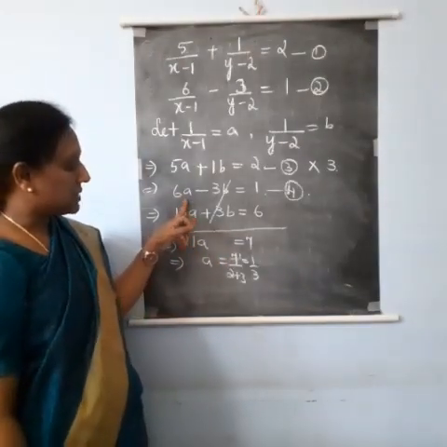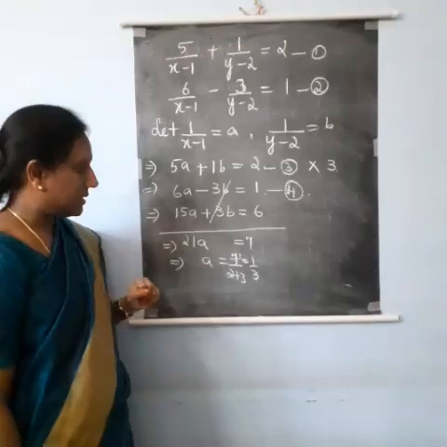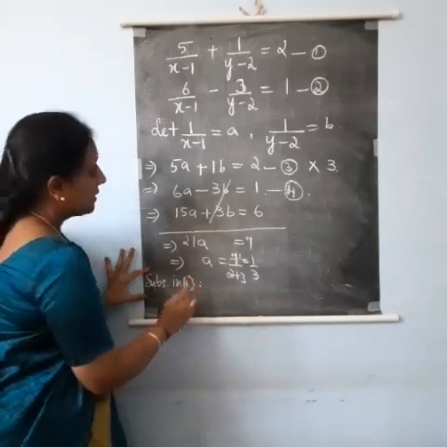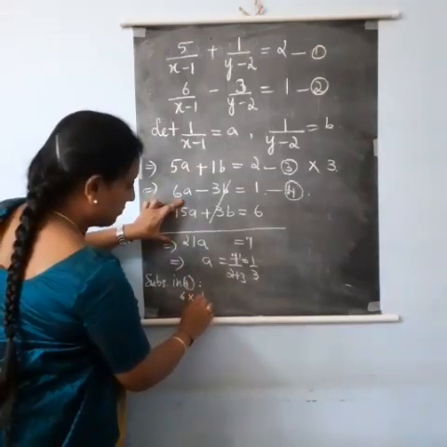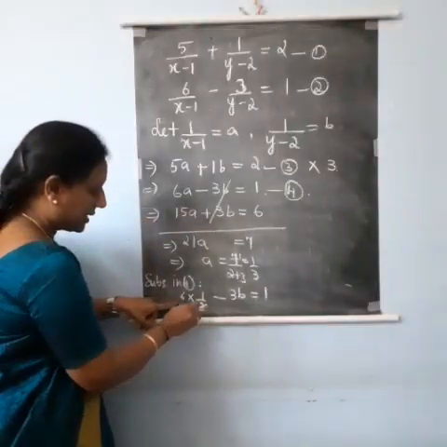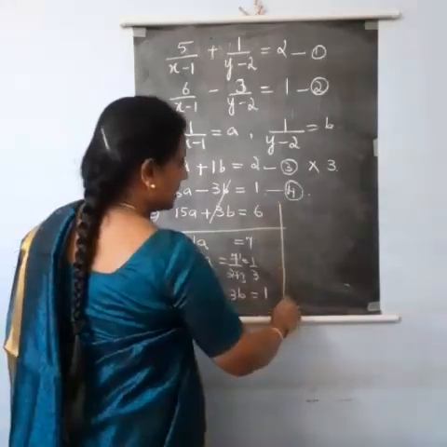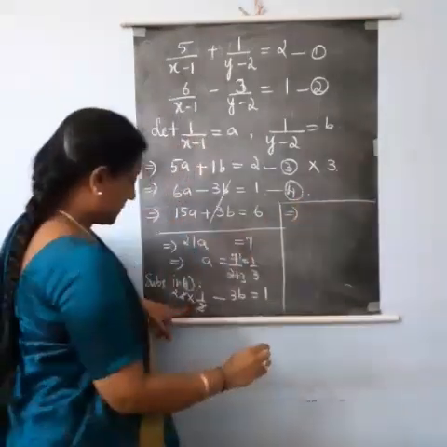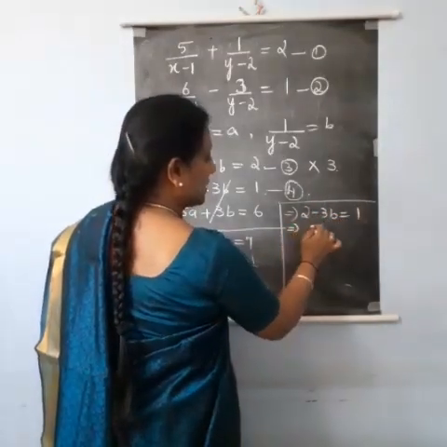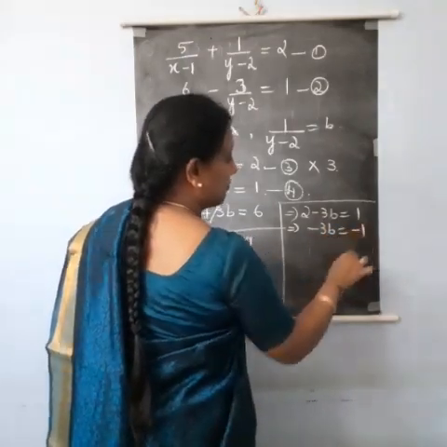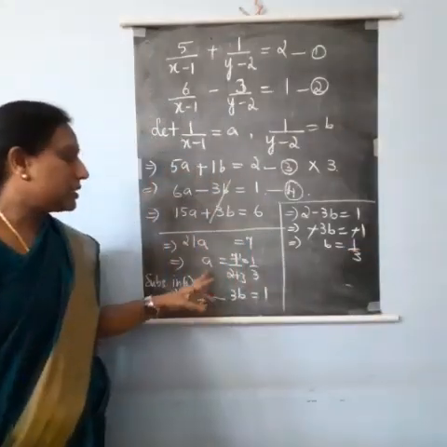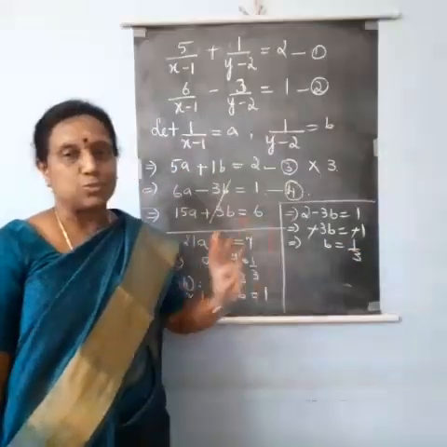I think it will be good if we substitute it here because 6 and 3 will cancel. So substituting in 4, what will we get? We will get 6 into 1 by 3 minus 3b equal to 1. So if I cancel, I'll get 2. So in that case, what will you get? 2 minus 3b equal to 1. That is minus 3b equal to minus 1. So b is equal to 1 by 3. So I have got the value of a as 1 by 3 and b also as 1 by 3.